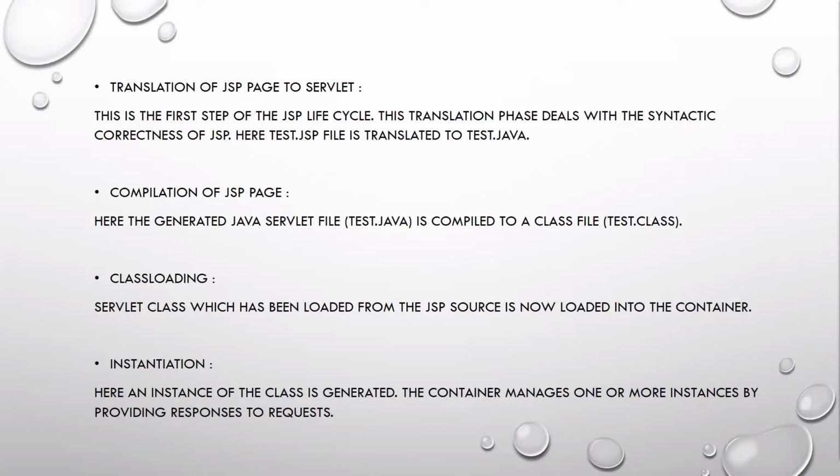Compilation of JSP page. The generated Java servlet file is compiled to a class file. Class loading. The servlet class which has been loaded from the JSP source is now loaded into the container. Instantiation. Here an instance of the class is generated. The container manages one or more instances by providing responses to requests.